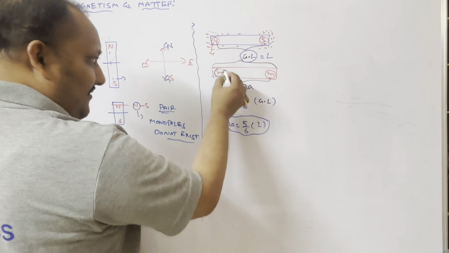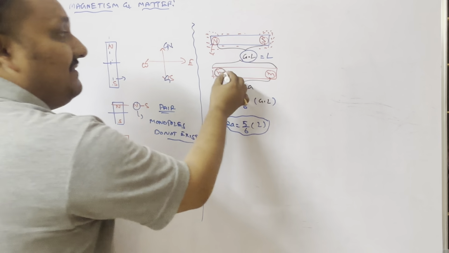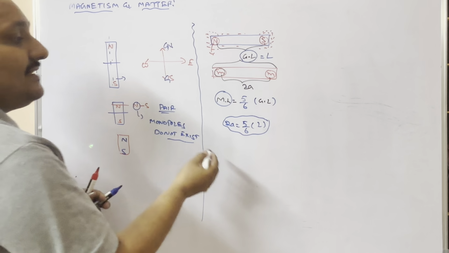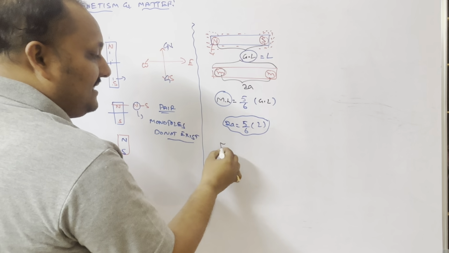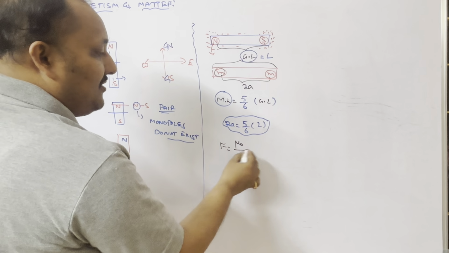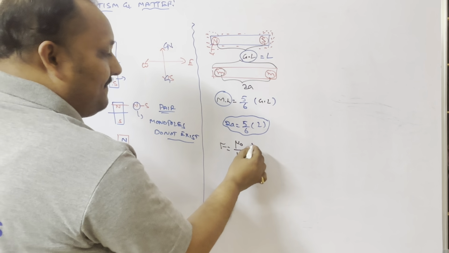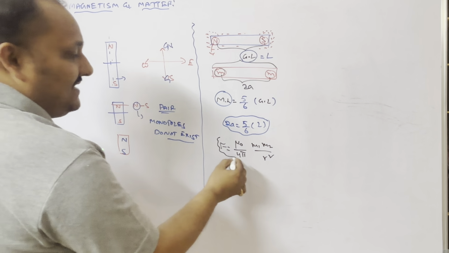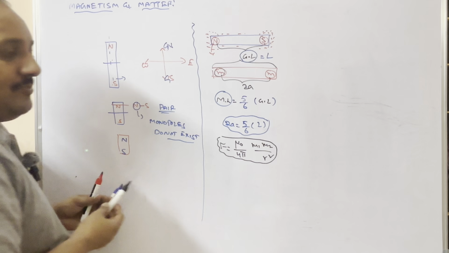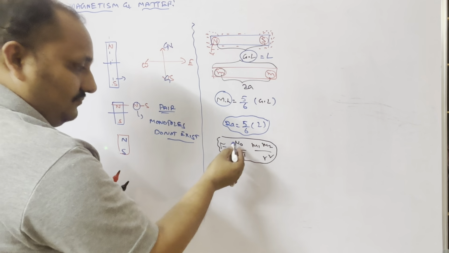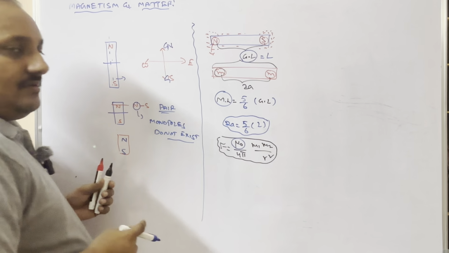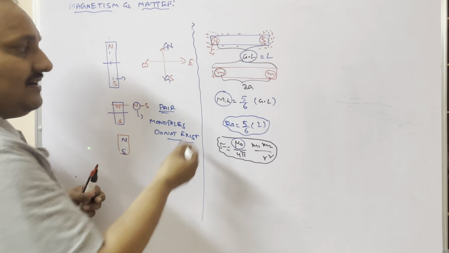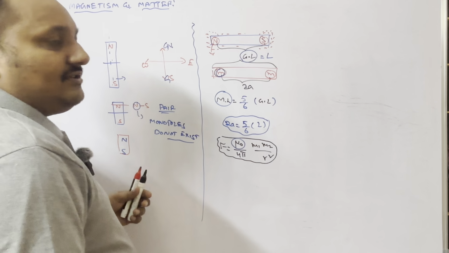Next, small m we call the pole strength. Between these two poles, the attractive or repulsive force is given by an expression similar to Coulomb's law: mu naught by 4 pi, m1 m2 by r square. This is the force between two poles. They may ask the dimension formula for mu naught. At that time, if you know the pole strength, you will get it.